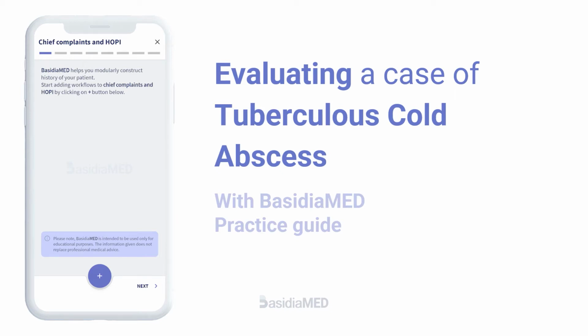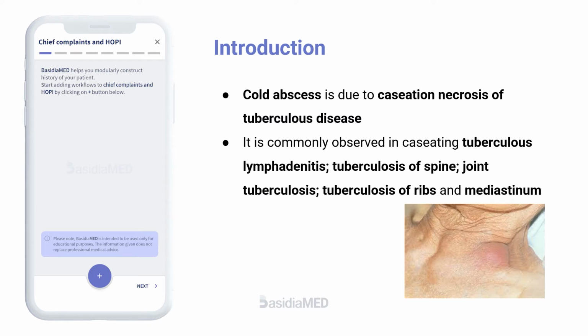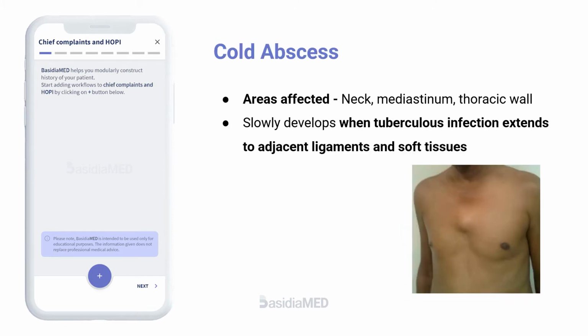Evaluating a case of tuberculous cold abscess. Cold abscess is due to caseation necrosis of tuberculous disease. It is commonly observed in caseating tuberculous lymphadenitis, tuberculosis of spine, joint tuberculosis, tuberculosis of ribs, and mediastinum. Cold abscess may occur in the neck, mediastinum, thoracic wall, psoas region, or pelvis. The cold abscess slowly develops when tuberculous infection extends to adjacent ligaments and soft tissues.